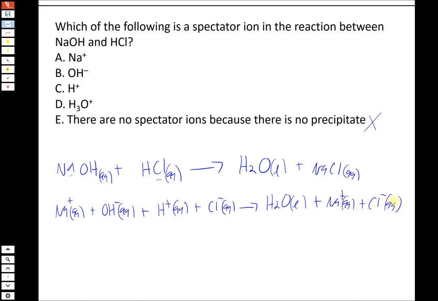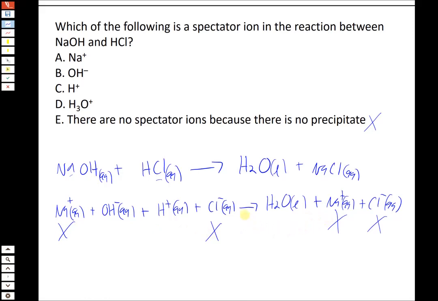So in this reaction here, the ions that appear on both sides in the same form as dissolved aqueous ions are going to be Na plus and Cl minus. So OH minus and H plus combine to make water, but the rest of those ions are going to be spectators. They appear in the same form on both sides of the arrow.